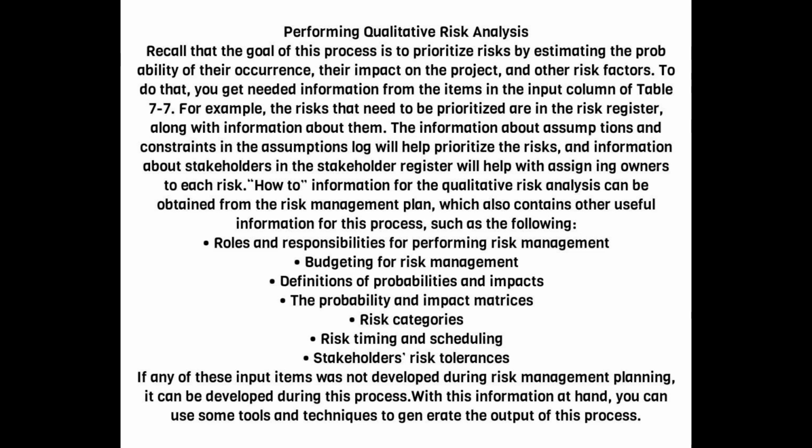How to information for the qualitative risk analysis can be obtained from the risk management plan, which also contains other useful information for this process, such as the following: roles and responsibilities for performing risk management, budgeting for risk management, definitions of probabilities and impacts, the probability and impact matrices, risk categories, risk timing and scheduling, stakeholders' risk tolerances. If any of these input items was not developed during risk management planning, it can be developed during this process. With this information at hand, you can use some tools and techniques to generate the output of this process.